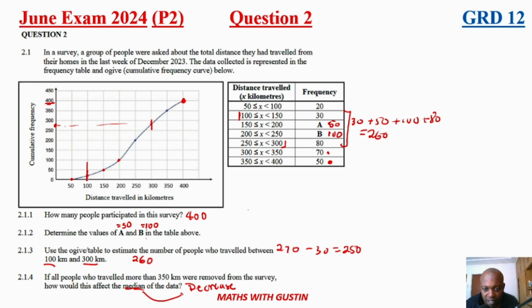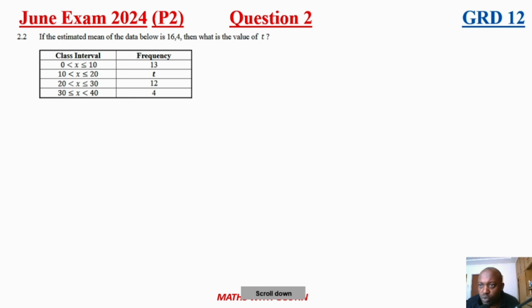So in this case, the median would decrease. Let's move right along to question 2.2. Guys, if you're not understanding, please let me know, because this is just simple statistics, simple data. You were just reading from the graph. All right, so let's move on to 2.2.